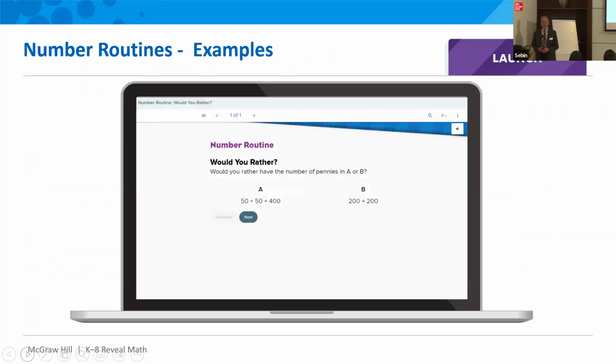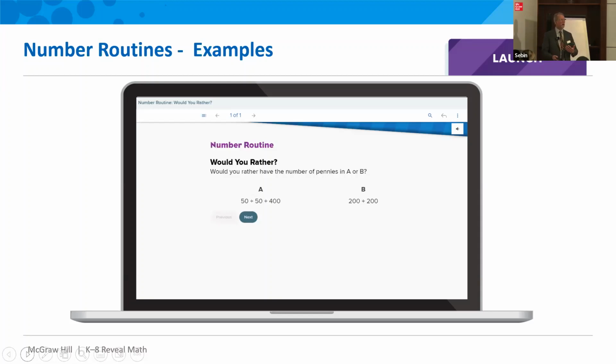This one we're looking at adding multiple digit numbers. So would you rather have the pennies in A or in B? Tell me, guys, which would you rather have, pennies in A or B? 50, 50, and 400, or 200 plus 200? Don't add it. Okay. Just in your mind, which would you rather have? Well, it depends. Do I want the most money, or do I want to carry around the least amount of pennies? But if I want the most money, I want A.